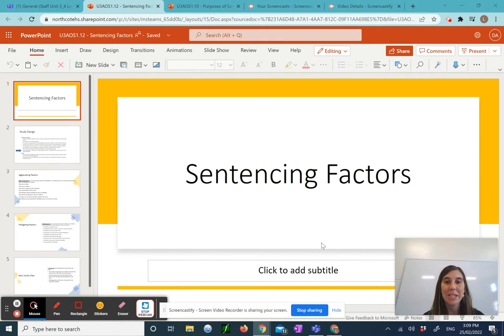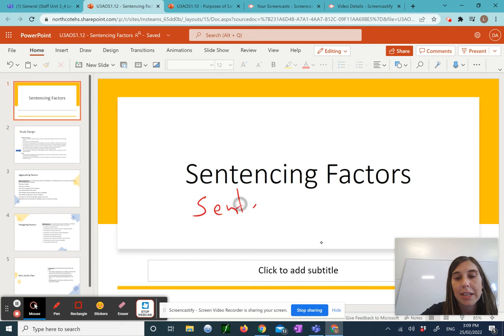Hi, everyone. Today we're talking about sentencing factors. Sentencing factors come after you've pled guilty or you've been found guilty. You will go to sentencing, and the judge will look at a range of factors to determine the most appropriate sanction for you. So they'll consider a range of factors in order to find a proportionate sentence for you. Okay, the Sentencing Act outlines how they do this.